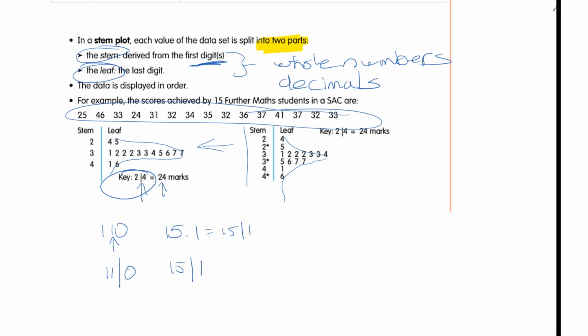But that's the basic idea of a stem plot. You've got a stem part, which is whatever's here, and the leaf part, which is here. That's the last digit. Okay? Thanks.